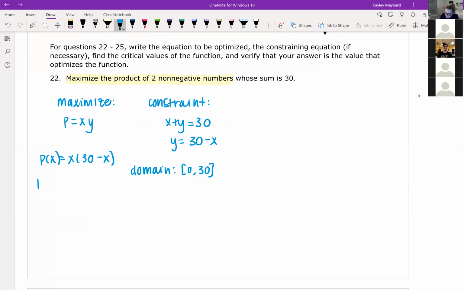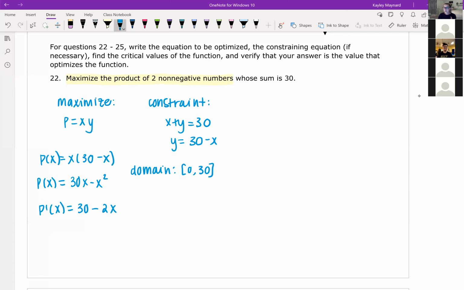Okay, so I'm going to just distribute this x in just to write the function a little nicer. So 30x minus x squared. Okay, so next step is to actually take the derivative of this. So P prime of x is equal to 30 minus 2x. And then when you're finding critical values, you want spots where either the derivative is equal to 0 or undefined. Do not forget the undefined one. I see a lot of people forgetting that when I grade worksheets.